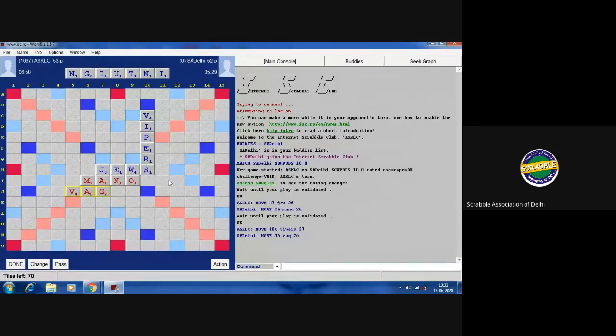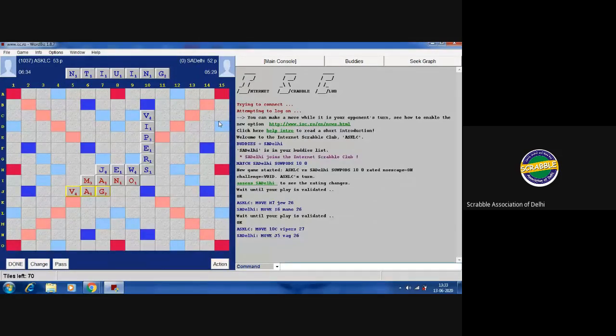To convert any word into a verb, what alphabets do you need? ING, yes, ING. So ING is there. So Swati, can you shuffle your rack and put the ING at the end? Yeah. So now this is what she's got.